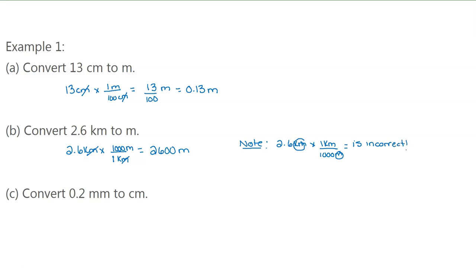And now for C, I have 0.2 millimeters. And I have to change that to centimeters. So now the way I'm going to set up my fraction here is I'm going to put the 1 centimeter in the numerator and 10 millimeters in the denominator. So again, they can cancel. And now I have 0.2 times 1, which is 0.2, but then I divide that by 10. So on the calculator, you can put in 0.2 divided by 10, which is 0.02 centimeters.